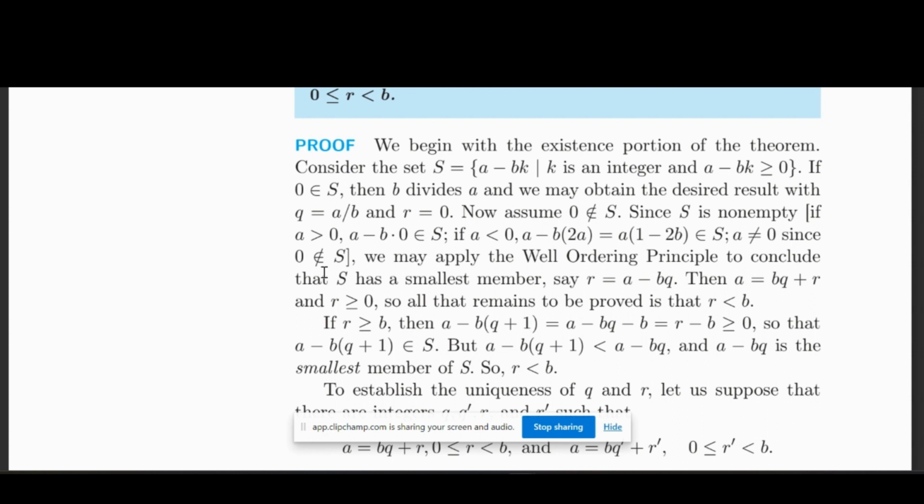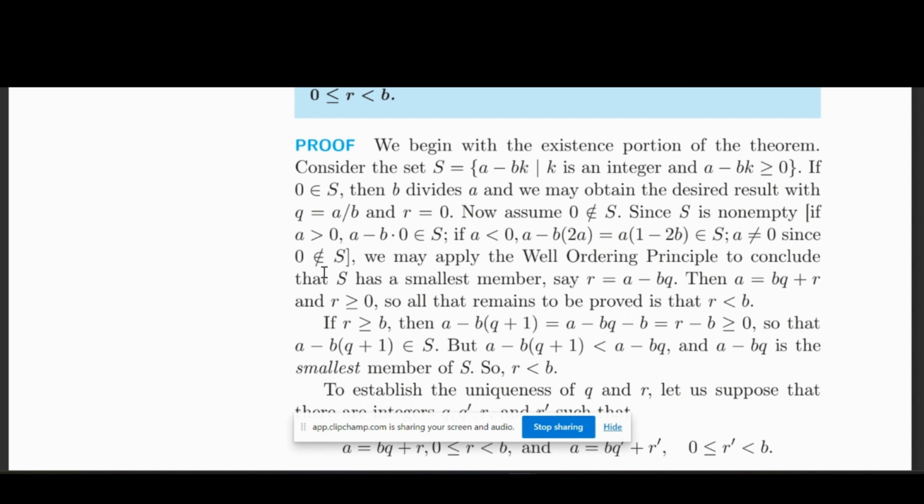Now, why did we assume k is equal to 0? Because the set value has to be greater than 0. You can work it out. If a is less than 0, a minus b into (2a), which is equal to a into (1 minus 2b), belongs to S. Why do we assume the value of k equal to 2 into a, the dividend? Because the set value has to be greater than 0. Please work it out on your own. You can see for yourself how it works.